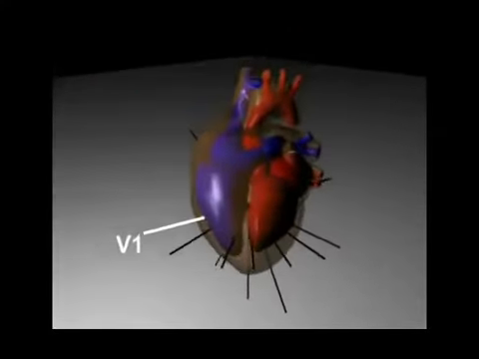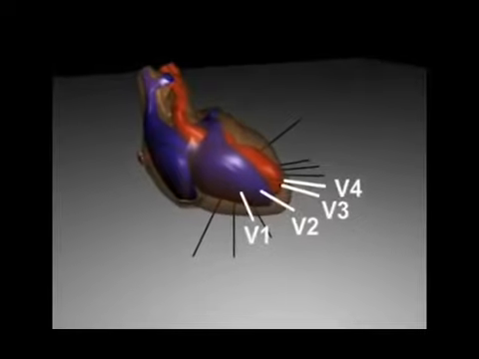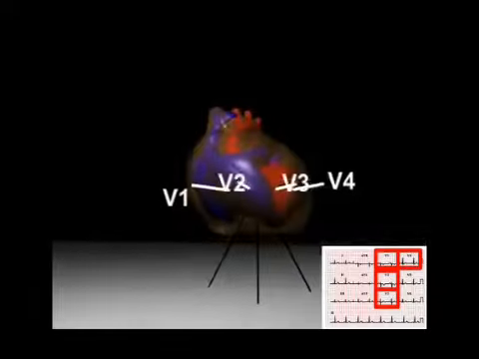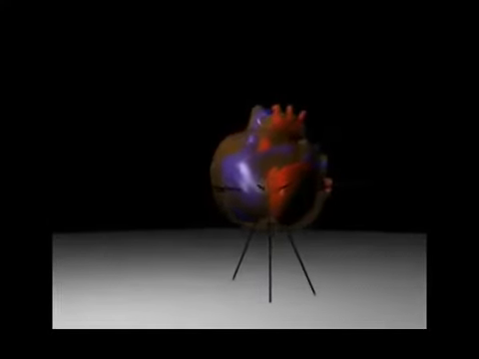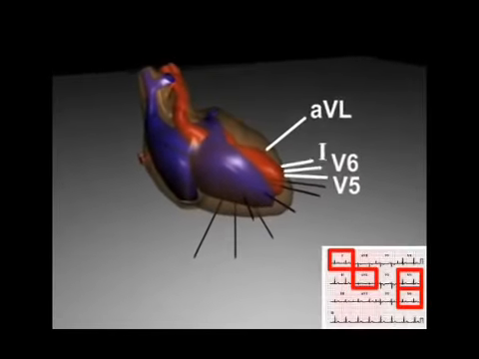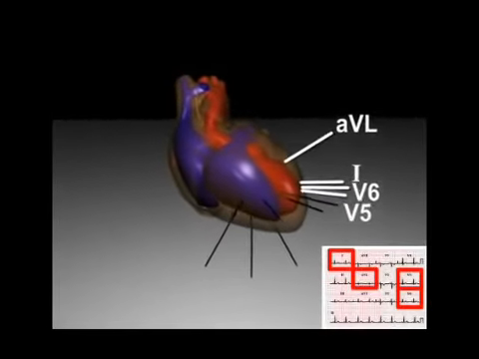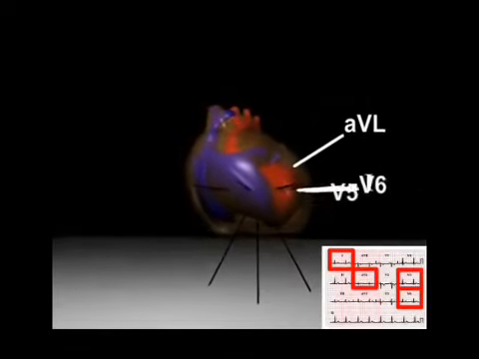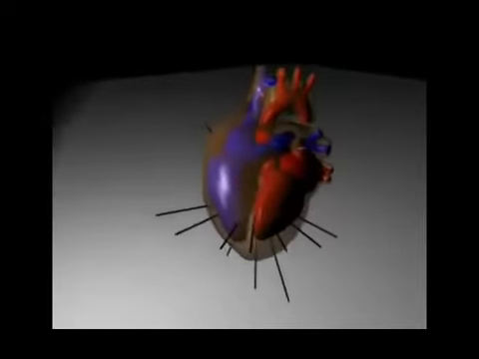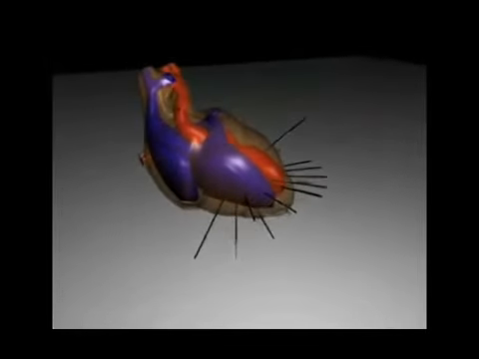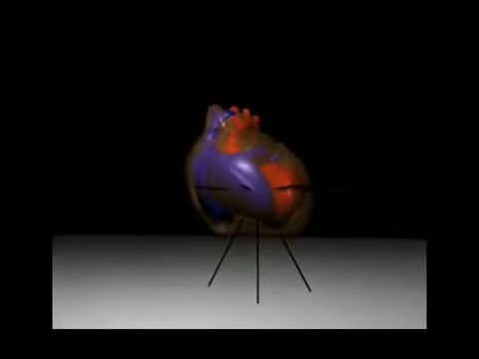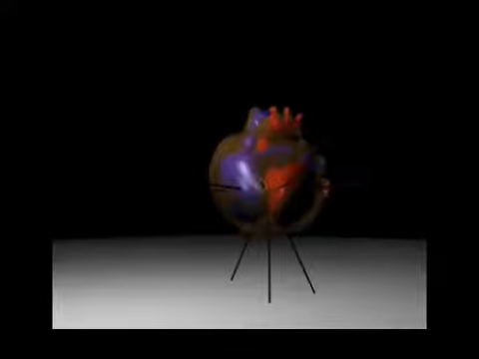The chest leads V1 to V4 examine the anterior surface of the ventricles and the septum, a region supplied by the left anterior descending artery, while leads 1, AVL, V5 and V6 examine the left lateral aspect of the left ventricle, a region supplied by the left circumflex artery. In a subsequent section of this course, we'll see the key role these groupings of leads play in diagnosing myocardial infarction and in identifying the vessel obstructed in this condition.